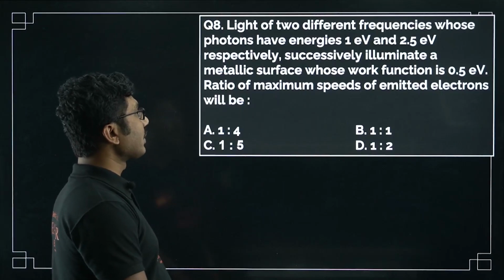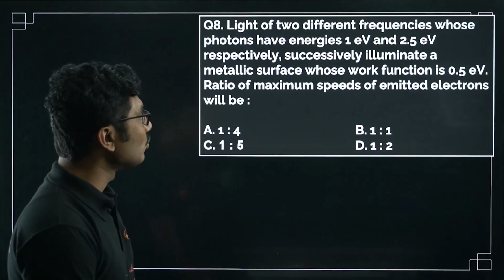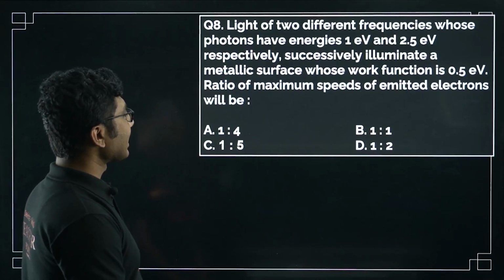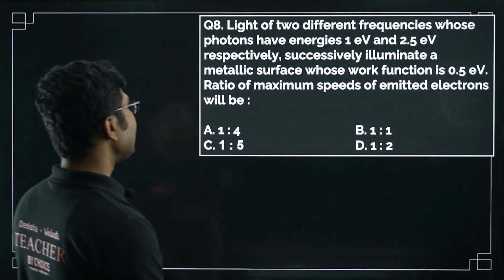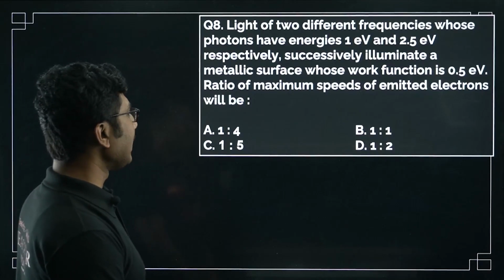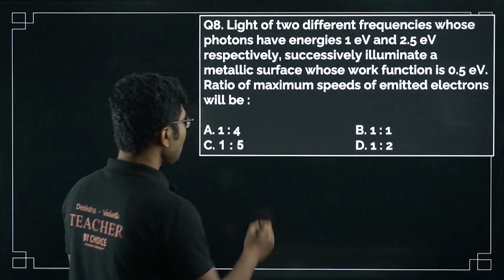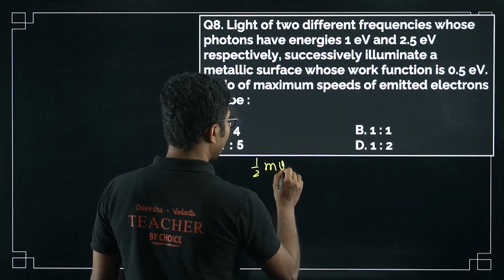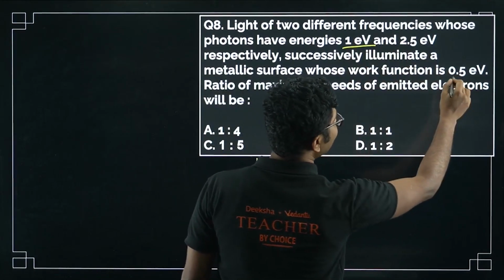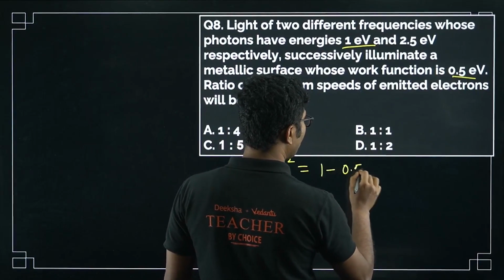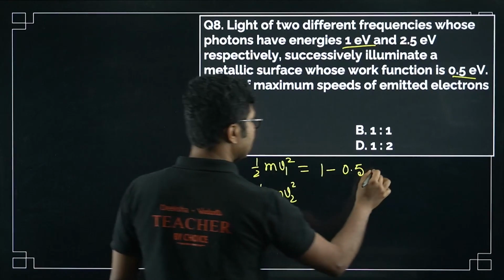Light of two different frequencies whose photons have energies 1 eV and 2.5 eV respectively successively illuminate a metallic surface whose work function is 0.5 eV. The ratio of maximum speeds of the emitted electrons will be? Now here what is the formula? Half m V1 square equals energy minus work function, 1 minus 0.5. Don't waste too much time, directly apply the formula. Half m V1 square equals 0.5.